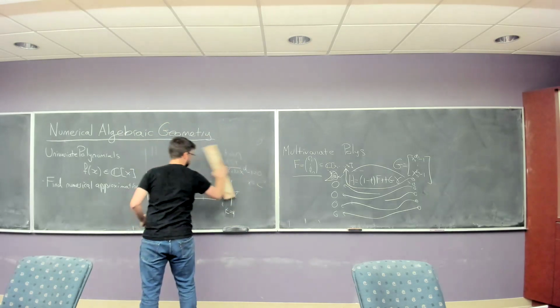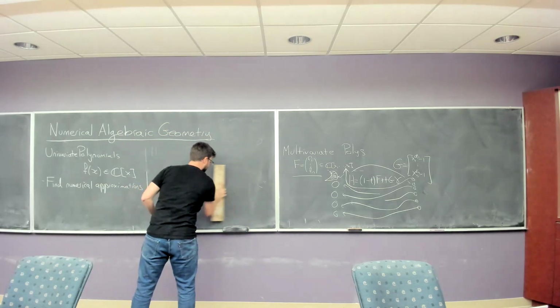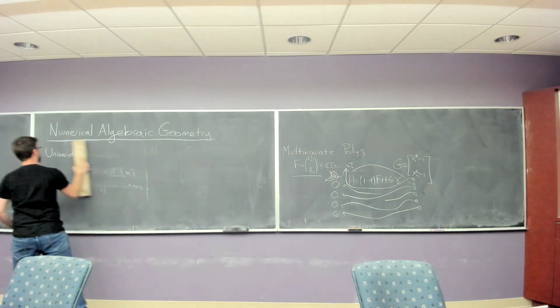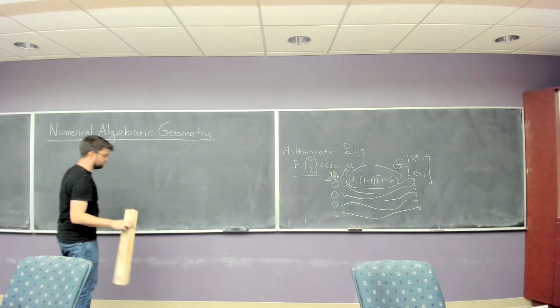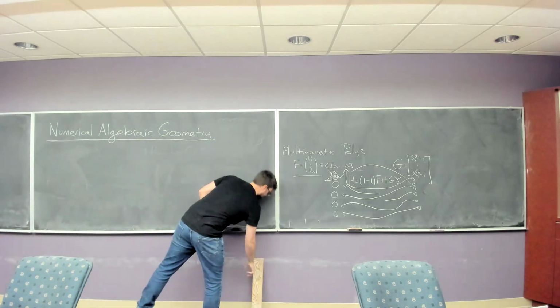That was chapter 2. And after chapter 2, we're now promised that we have reliable numerical methods for finding the regular isolated solutions to square polynomial systems.